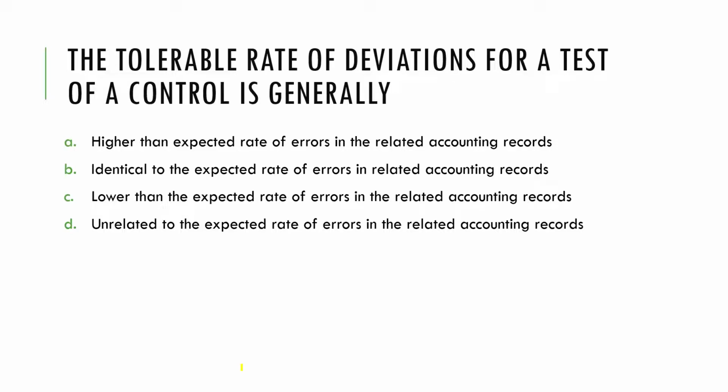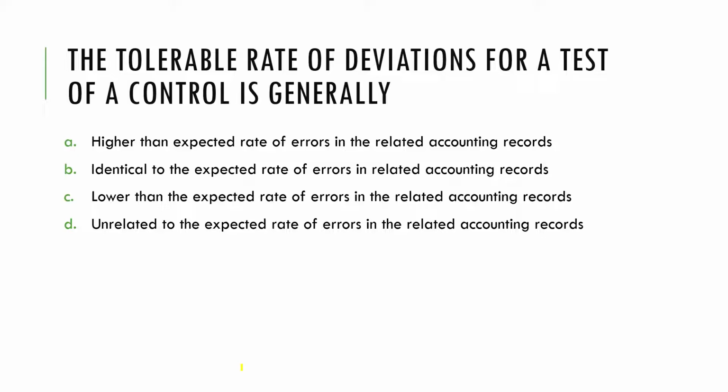Next, we talk about the tolerable rate of deviations for a test of control. So, tolerable rate of deviation is that rate of deviation that you are willing to accept and still conclude that the controls are reliable. So, tolerable rate of deviation is generally letter A, higher than the expected rate of errors. Say, for example, you're willing to tolerate 10% and your expected rate of error is 2%. Okay, or is it identical to the expected rate of error? Or is it lower, meaning to say your tolerable rate is 5% and the expected rate is 10%? Or is it unrelated to the expected rate of error?